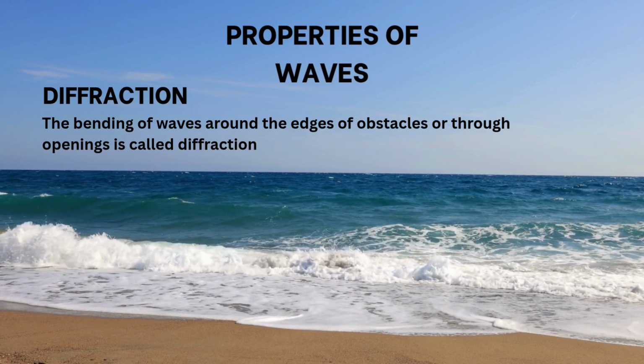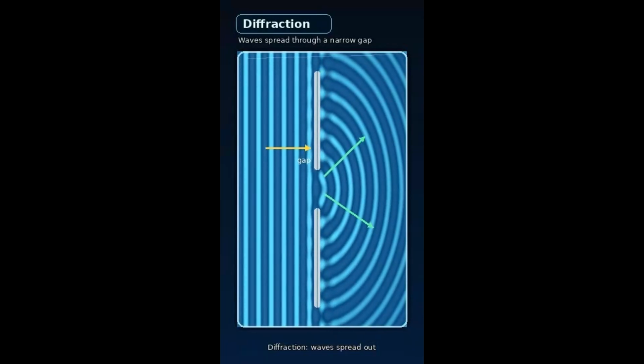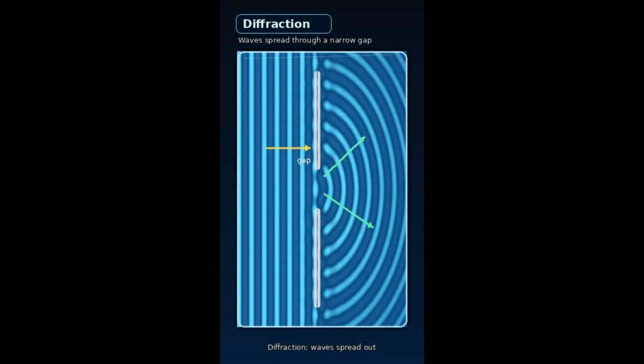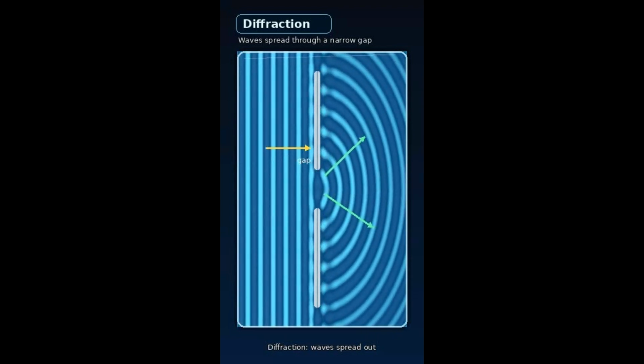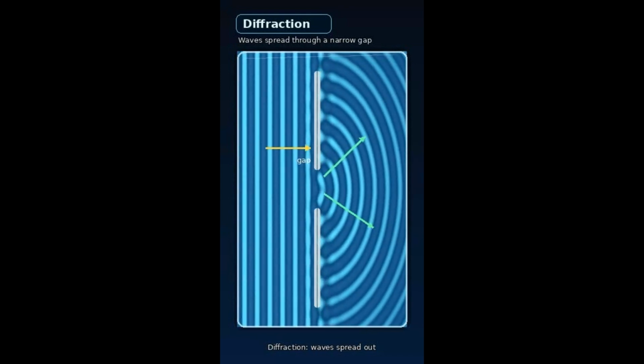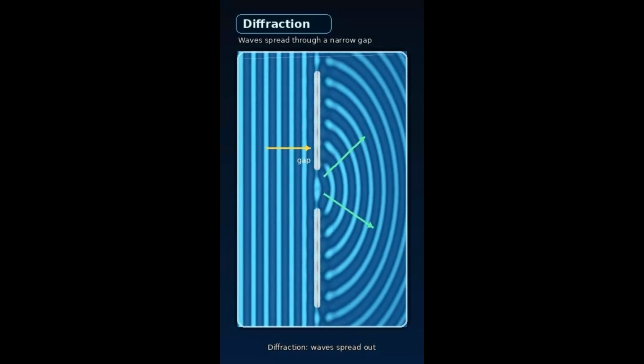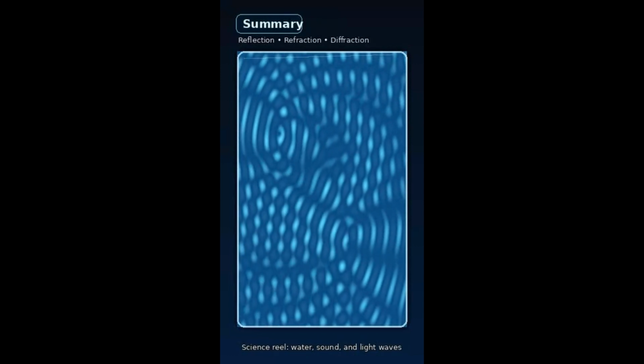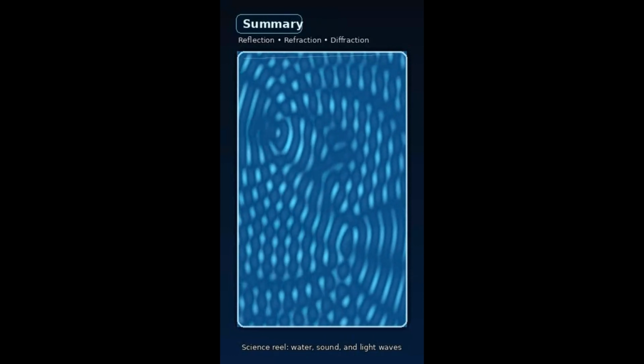Wavelength and diffraction. Gap size and diffraction. If the gap size is smaller than the wavelength of the wave, it diffracts significantly compared to the size of the gap. When the gap size is larger than the wavelength of the wave, it diffracts less.